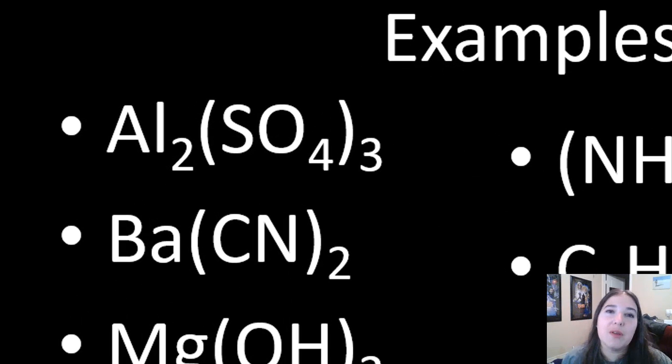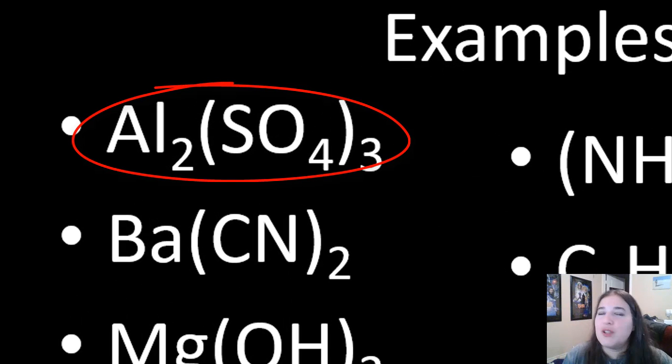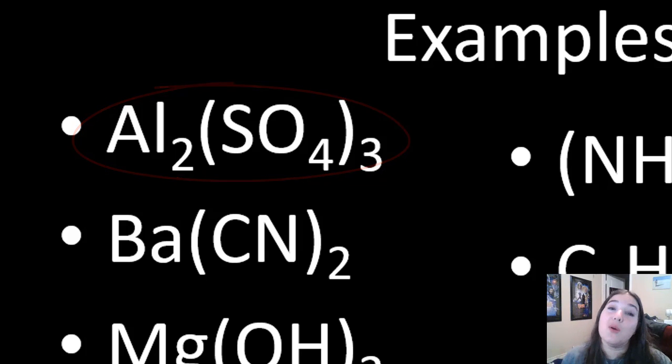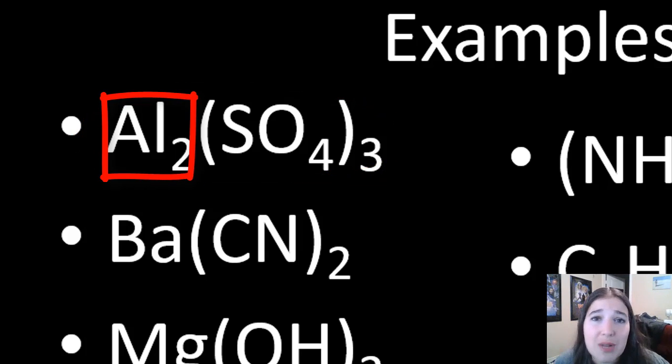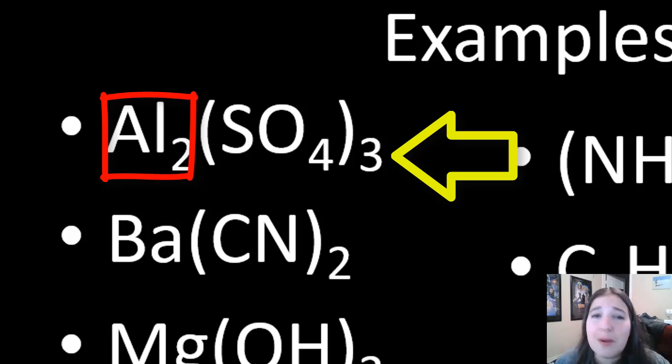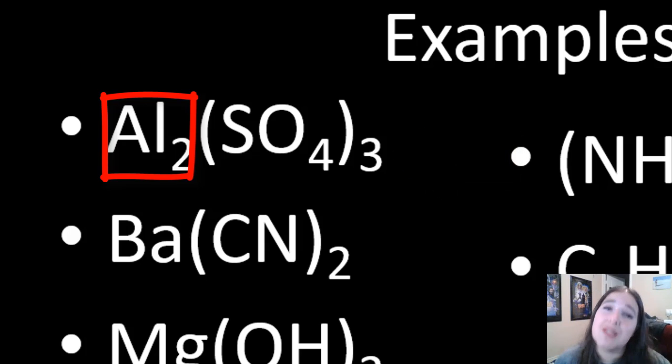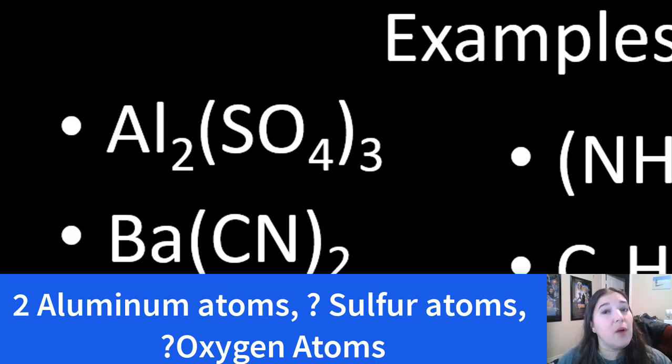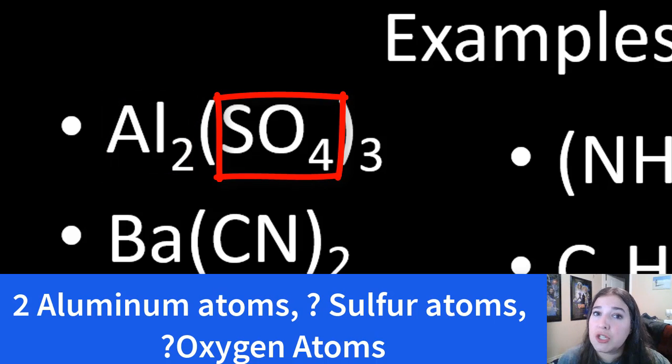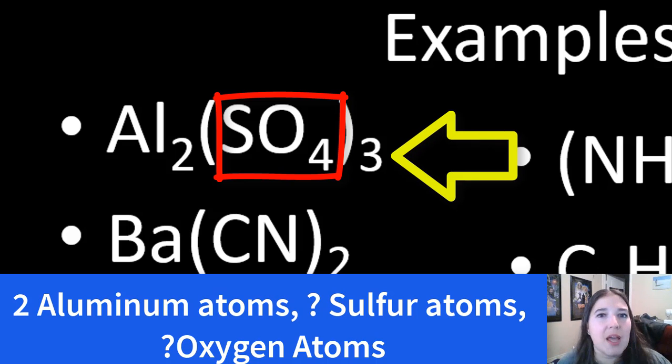So I have aluminum sulfate here. Notice the parentheses. Notice aluminum is not in the parentheses. So this little 3 out here, aluminum does not care about that little 3 because aluminum's not in the parentheses. So if I want to know how many aluminum atoms there are, my answer is 2. But if I want to find out sulfur or oxygen, now we have a complication because sulfur and oxygen are in the parentheses. So I need to do something with this 3 outside the parentheses.